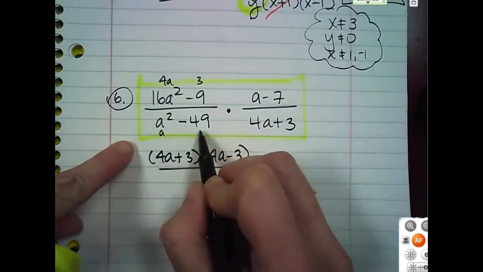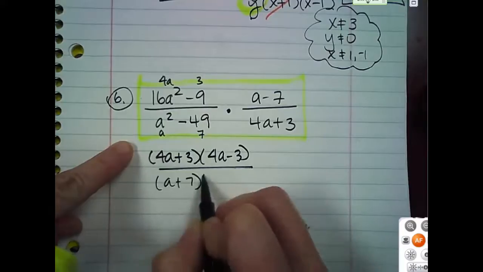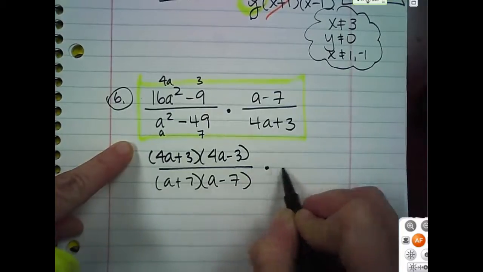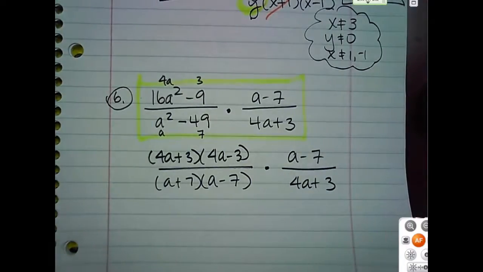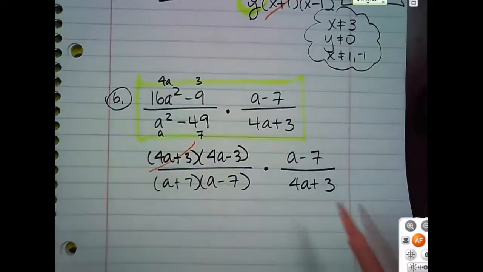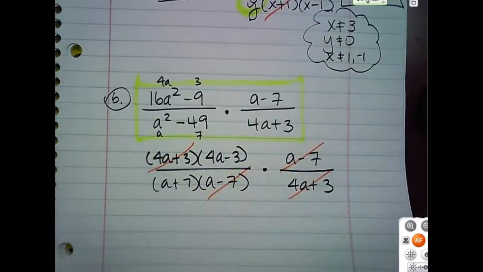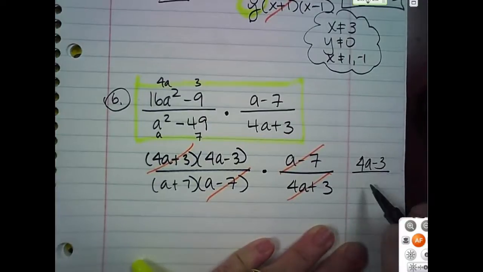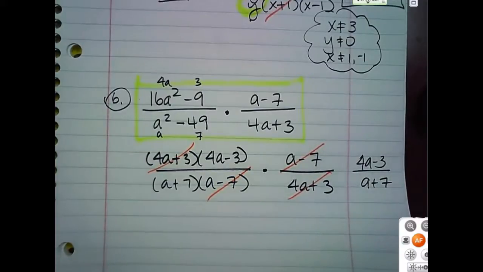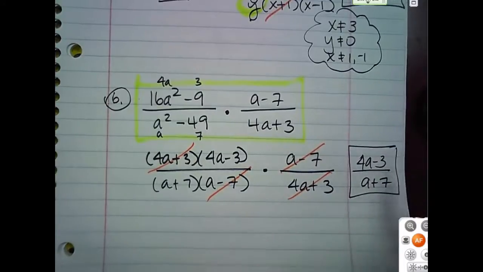And then this would be an a and a 7. So a plus 7 and a minus 7 times a minus 7 over 4a plus 3. Cancel what you can. And you're left with 4a minus 3 over a plus 7. Can the a's cancel? No. It fit into all 4 things, right? A unit can cancel, like a set that is in parentheses, because it means it's been multiplied.